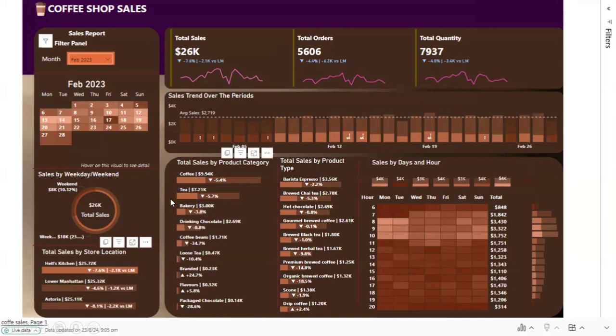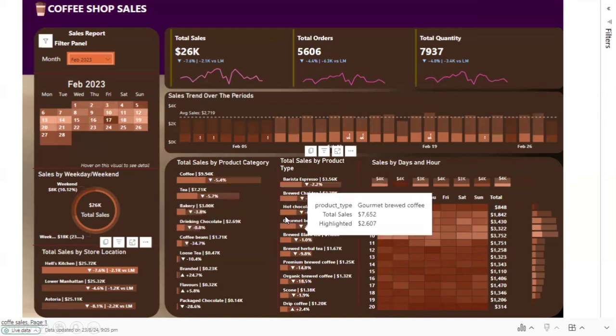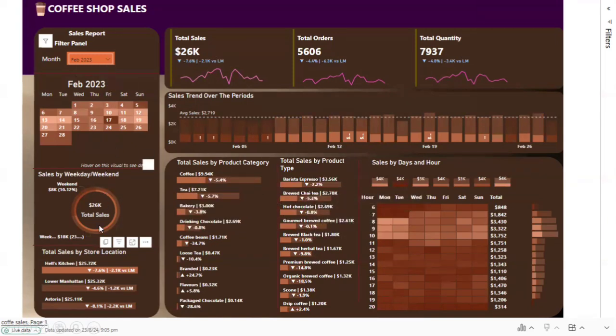But still, these are the top products we can see: Barista Espresso, Drip Coffee, and Hot Chocolate. These are the same as we saw last month in January. Still, these are the good products for them to sell.